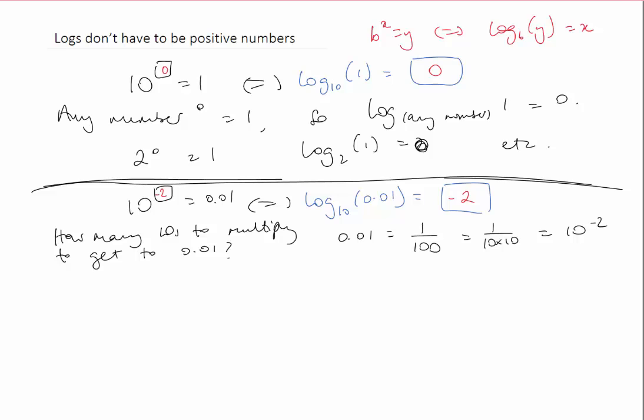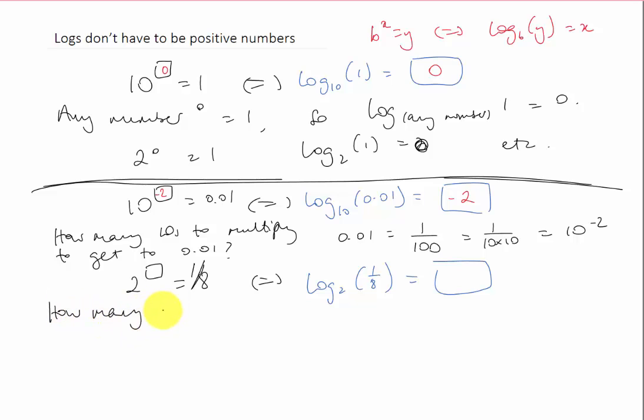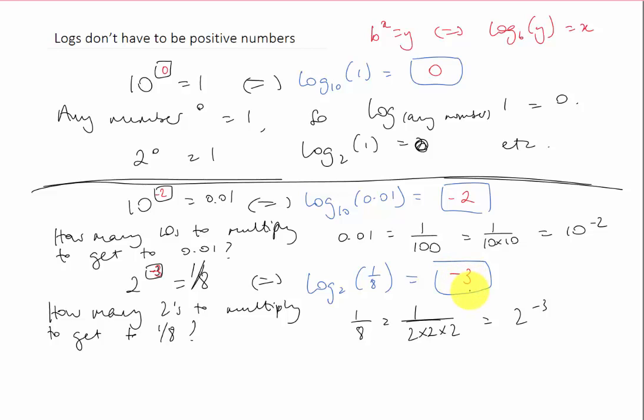And we're going to do another example like that. So how about log in base 2 of 1/8? So that's equal to something that we want to find out. So that's equivalent to saying that 2 to the power of that same something is equal to 1 over 8. And so here we want to know how many 2's to multiply to get to 1/8. And so 1/8 is equal to 1 over 2 times 2 times 2, which is the same as saying 2 to the power minus 3, because this is all in the bottom part of the fraction. And so here is our exponent, minus 3. And so the logarithm in base 2 of 1 over 8 is minus 3.